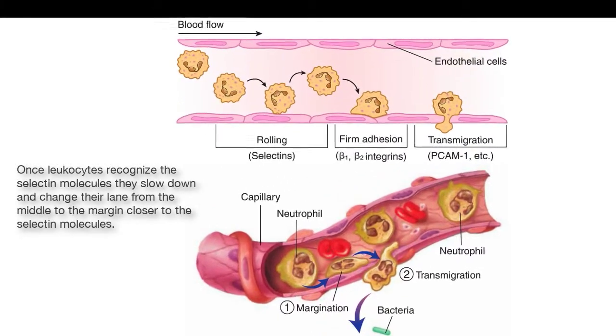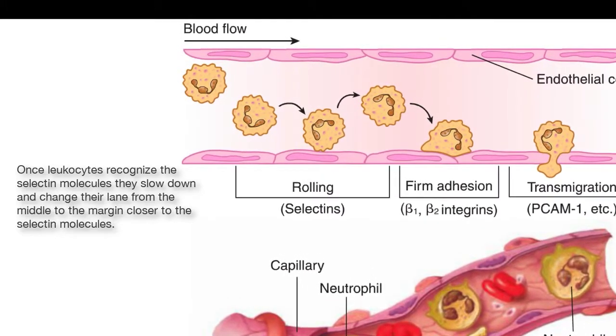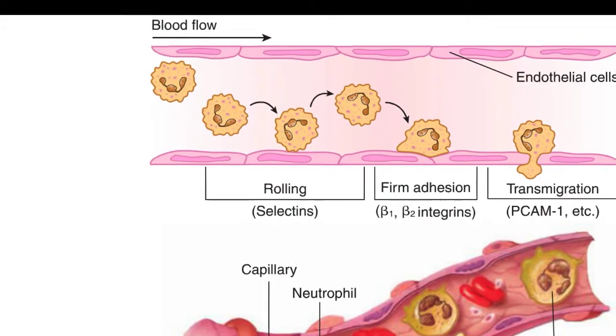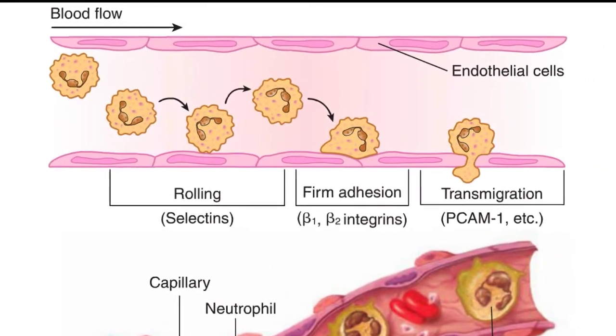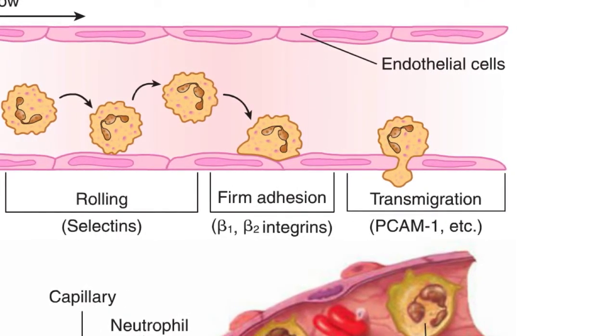Once leukocytes recognize the selectin molecules, they slow down and change their lane from the middle of the blood vessels to the margin, closer to the selectin molecules. This process is called margination. After slowing down, another type of molecules on the surface of endothelial cells, called integrins and intercellular adhesion molecules, ICAM, work as a stop signal for neutrophils, so they stop movement and attach firmly to the endothelium.